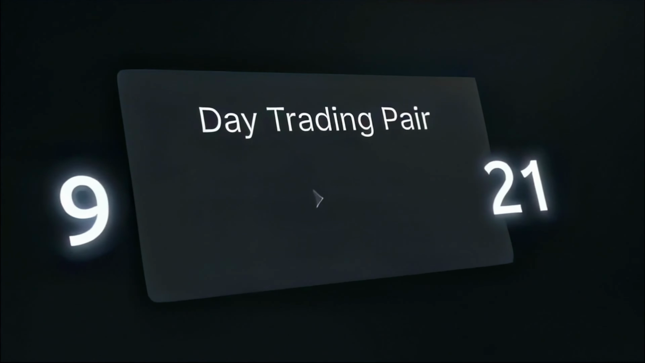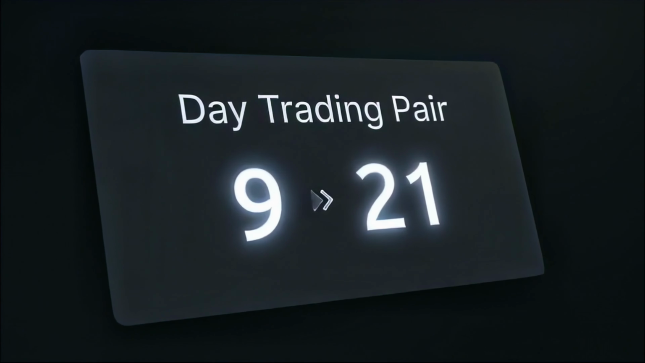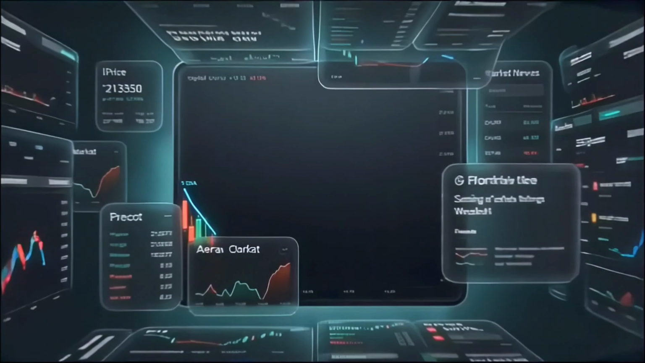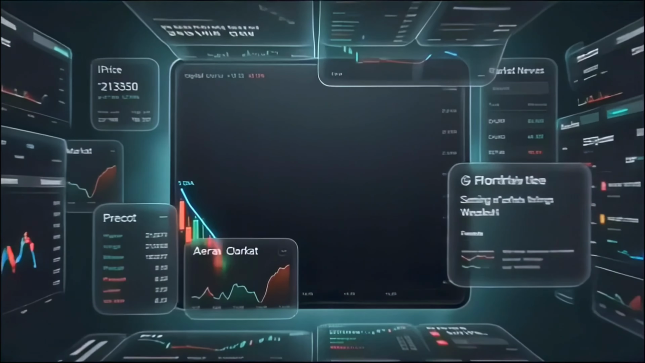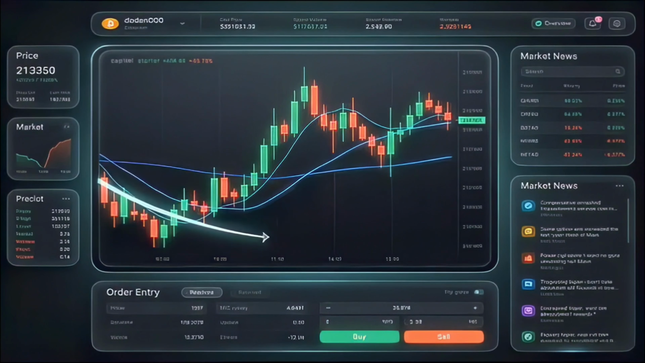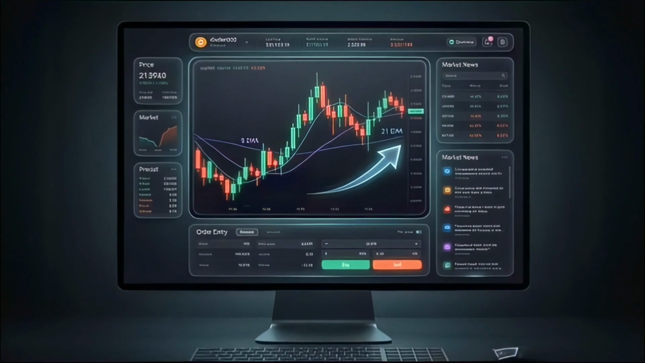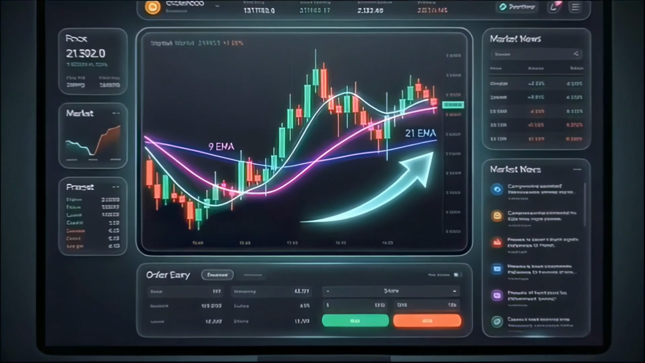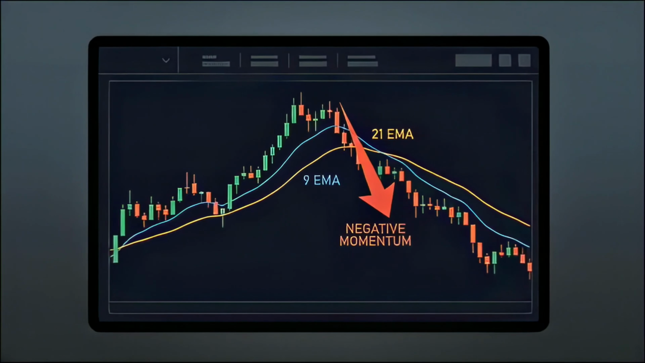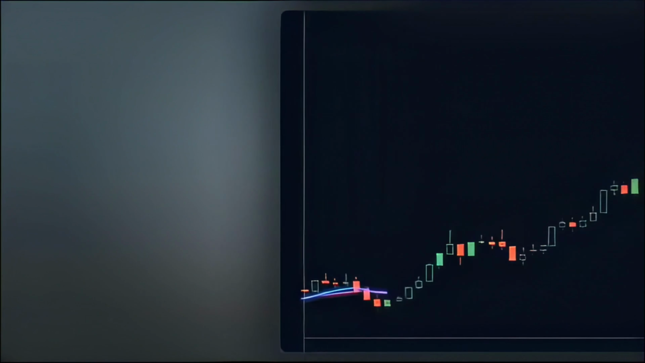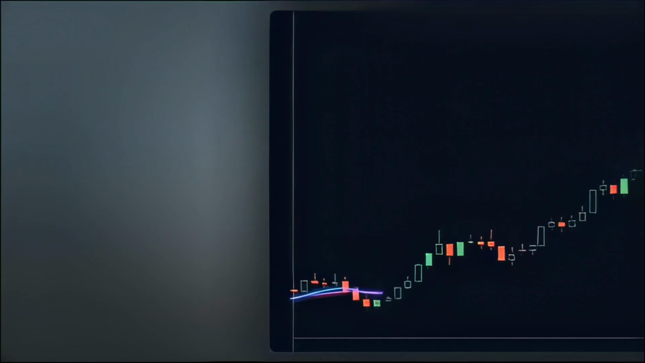Now the 4 numbers. The first 2 are your day trading pair, 9 and 21. The 9 is a fast line that hugs price closely and shows you immediate short-term momentum. The 21 is slightly slower and shows the direction of the current intraday swing. Run both. When the fast 9 sits above the 21, short-term momentum is up. When it crosses below, momentum has flipped down. That pair alone gives you a readable picture of what is happening right now.